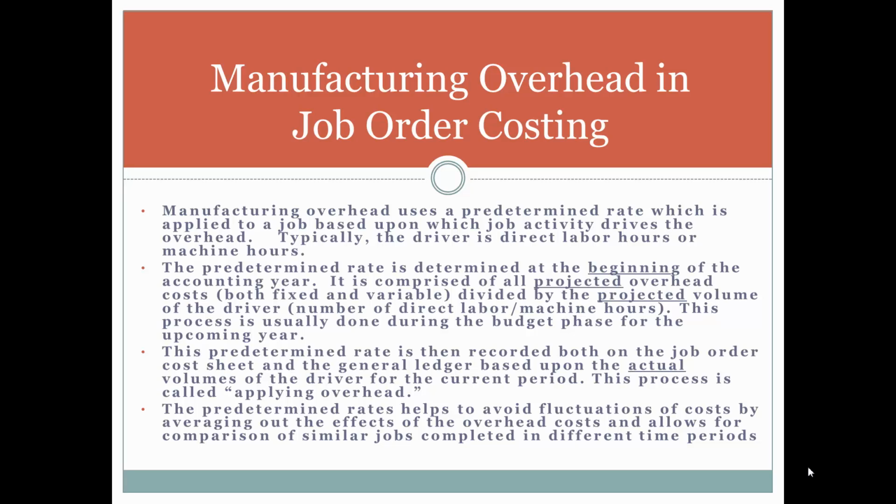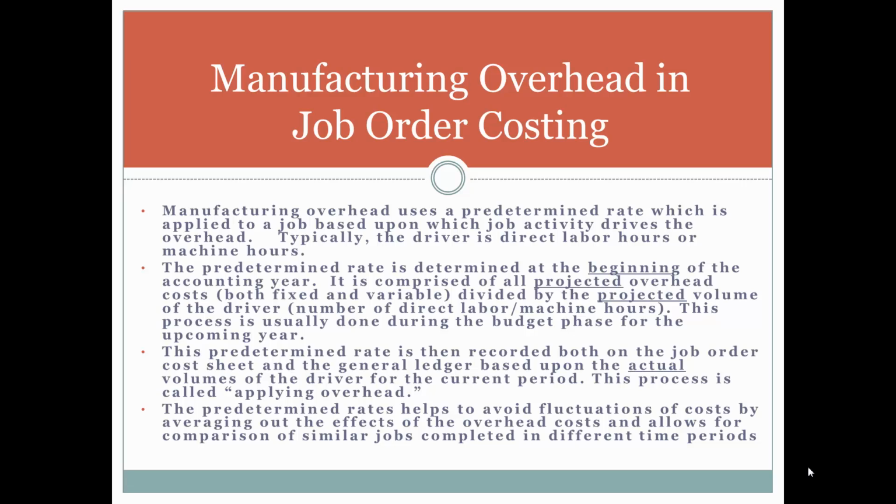Manufacturing overhead and job order costing. Manufacturing overhead uses a predetermined rate which is applied to a job based upon the job activity that drives the overhead. Typically, the driver is direct labor hours or machine hours. So in other words, you look at what is causing the overhead. Is overhead being caused by the fact that you're using direct labor hours or the fact that you're using machine hours? Other types of drivers exist, but typically these are the most often seen in textbooks.